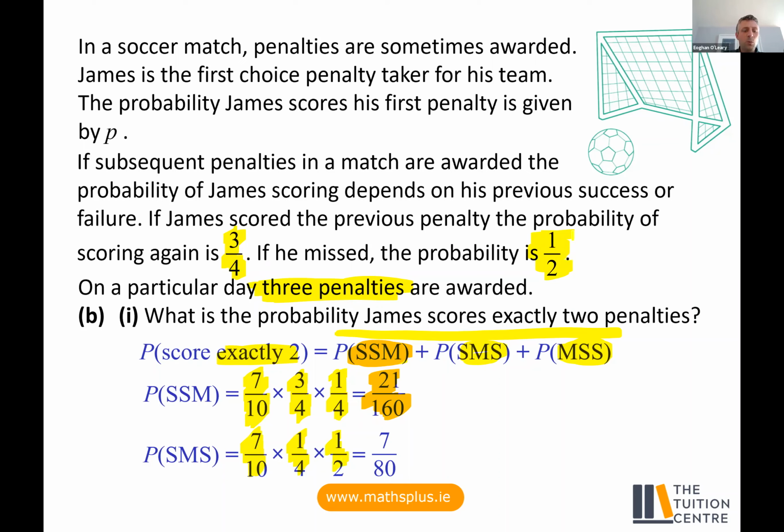So the probability of him scoring the first, missing the second, scoring the third, turns out to be 7 over 80. And that 7 over 80 is the middle situation there.